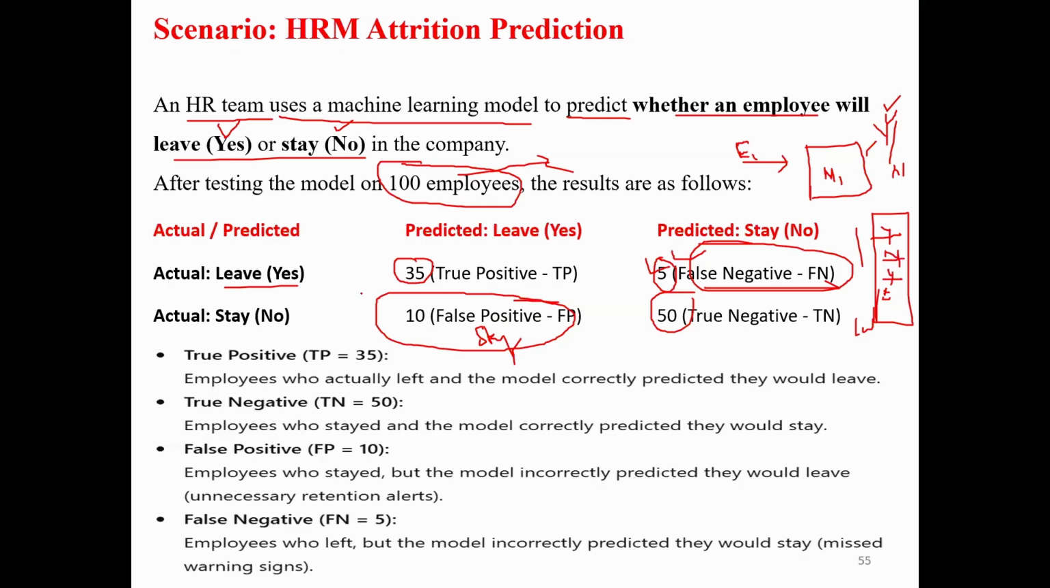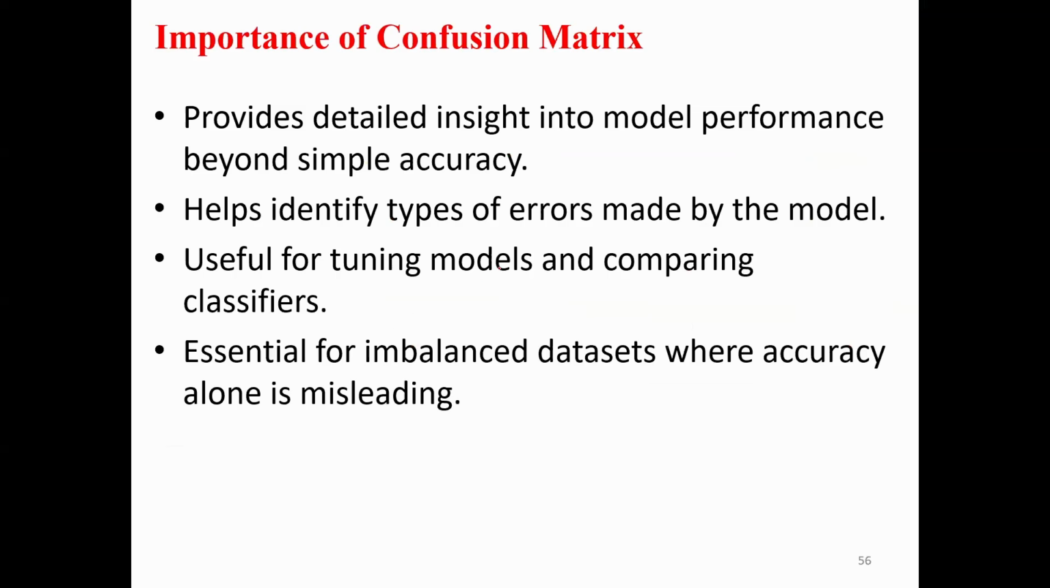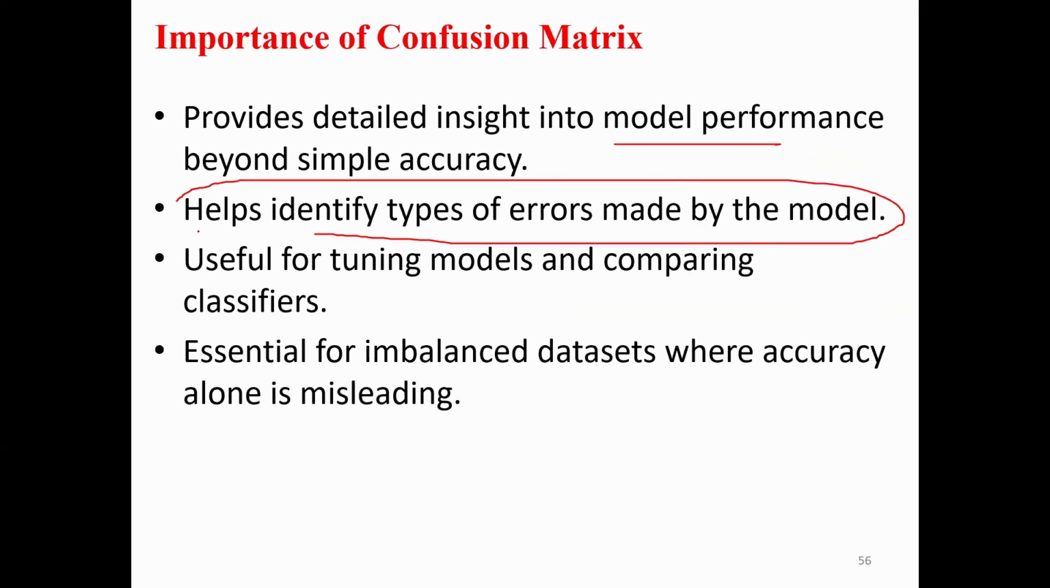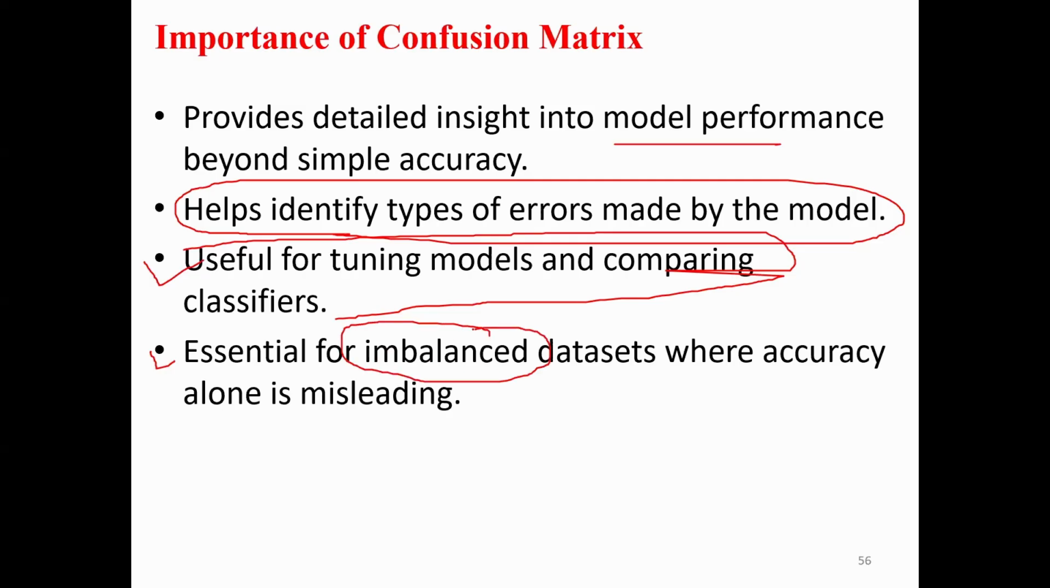Now, it says that it provides detailed insight into the model performance. That is the importance of the confusion matrix. It identifies types of error. I already told you type 1 and type 2 error. It is used for tuning the model by comparing classifiers, and especially for imbalanced data sets where accuracy is misleading. So these are the two important features of a confusion matrix. One is called imbalanced data. If data is imbalanced, how to address the issues of imbalanced data.